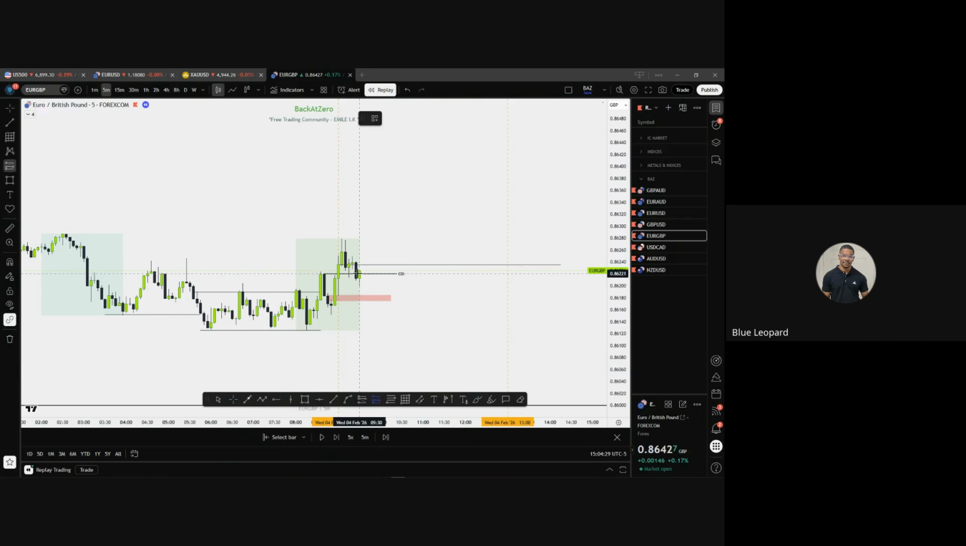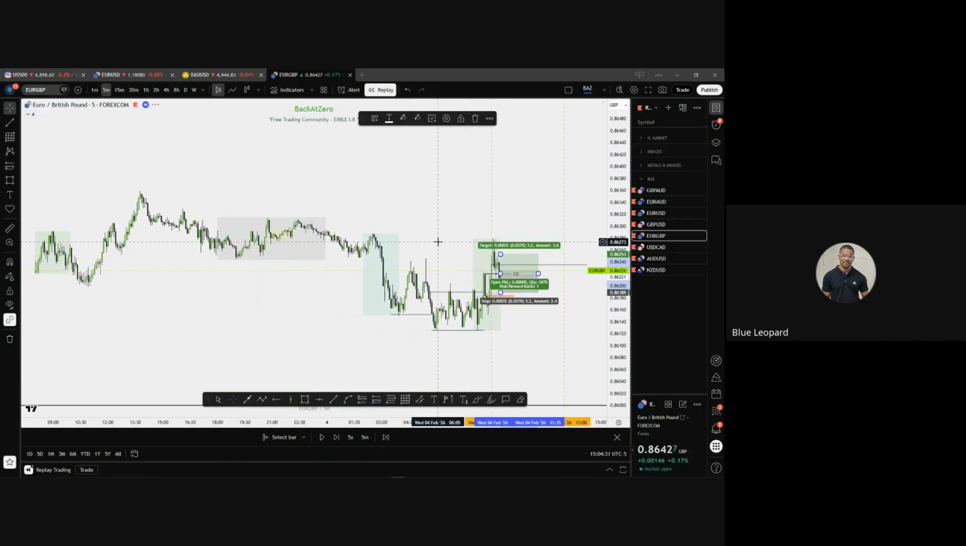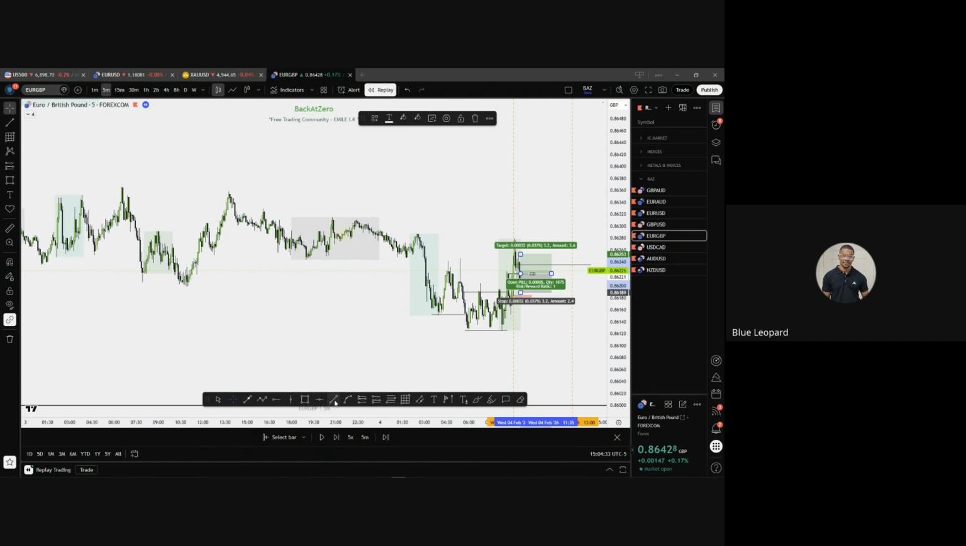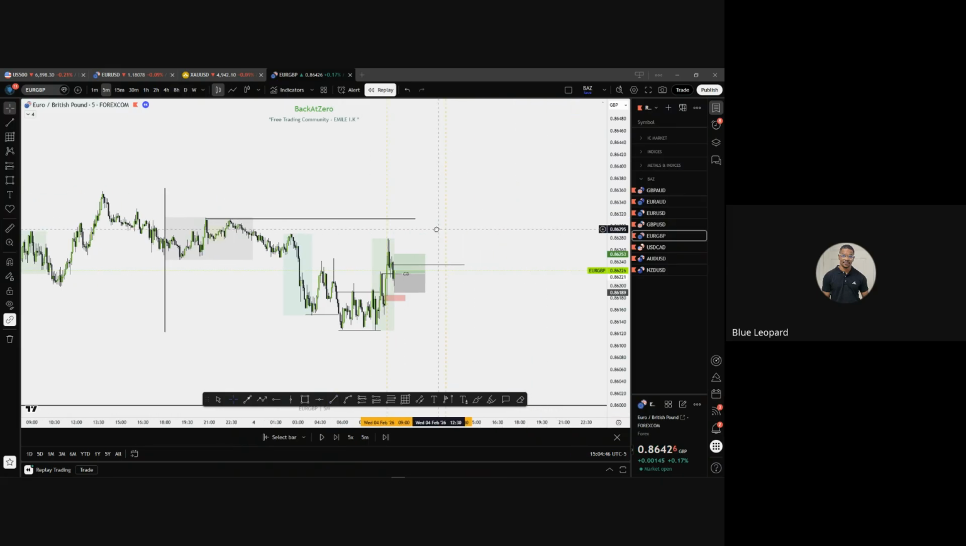I take a trade. Where am I targeting? I have Asia high. Asia high means what? If you mark the beginning of the day here, okay? Where's the highest point? The highest point of the day is here, right? So I can just target this.